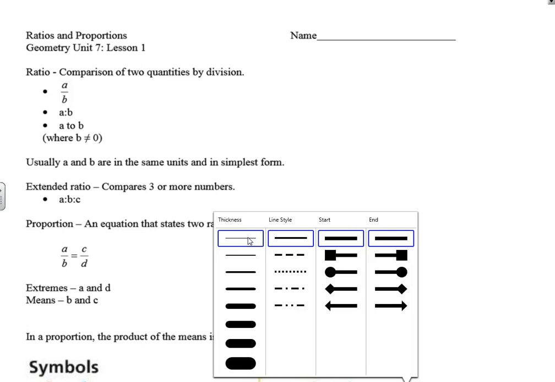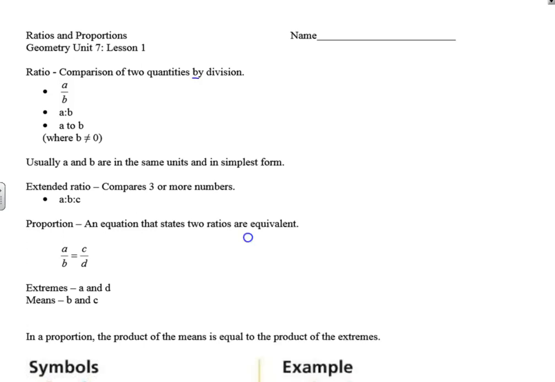A ratio is a comparison of two quantities by division. We have different ways that we can write that. One way to write it is simply as a fraction. A second way is with a colon, A:B. A third way is with the words "A to B."